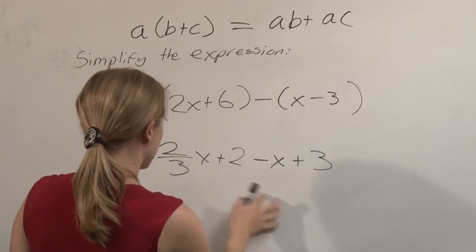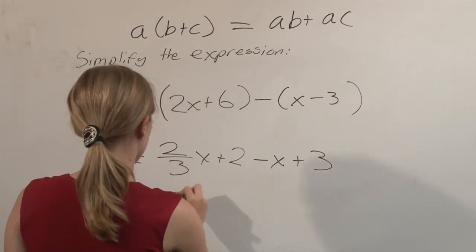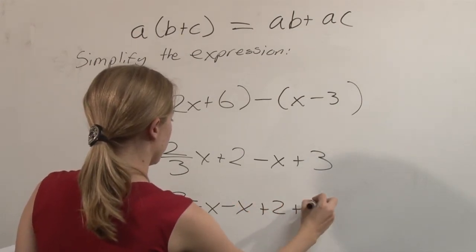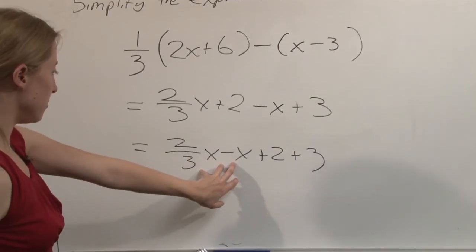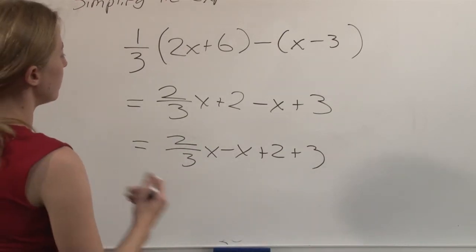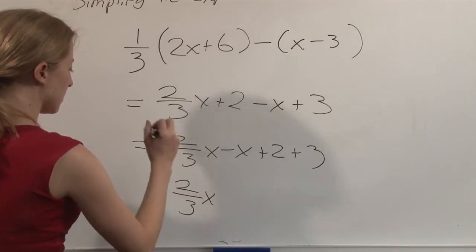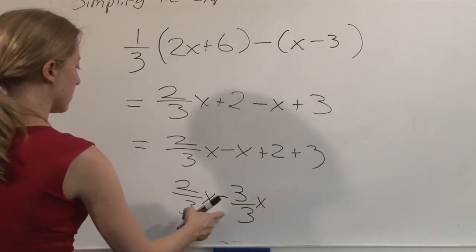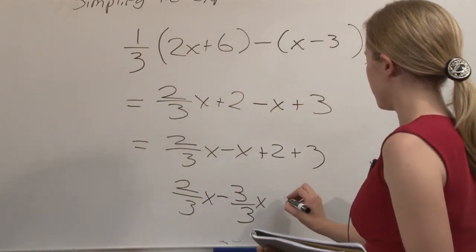So now I'm going to rearrange this, which you're allowed to do because addition is associative. So I'm going to write the 2/3 x and minus x next to each other, and the 2 plus 3 next to each other. So in order to combine these, I'm going to need to convert the coefficient of this x into a fraction. So I want to make it a fraction with the denominator of 3. So I'm going to do 3 over 3x, because 3 over 3 is equal to 1. And then I can go ahead and add the 2 plus 3 now. So that's going to be plus 5.